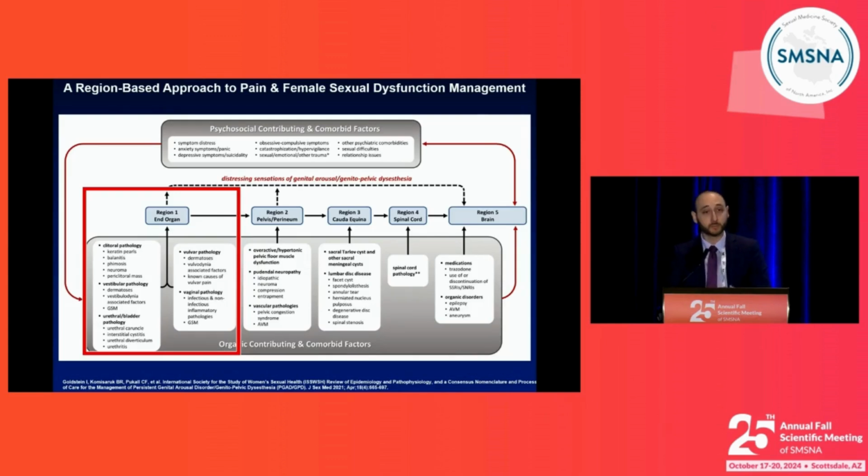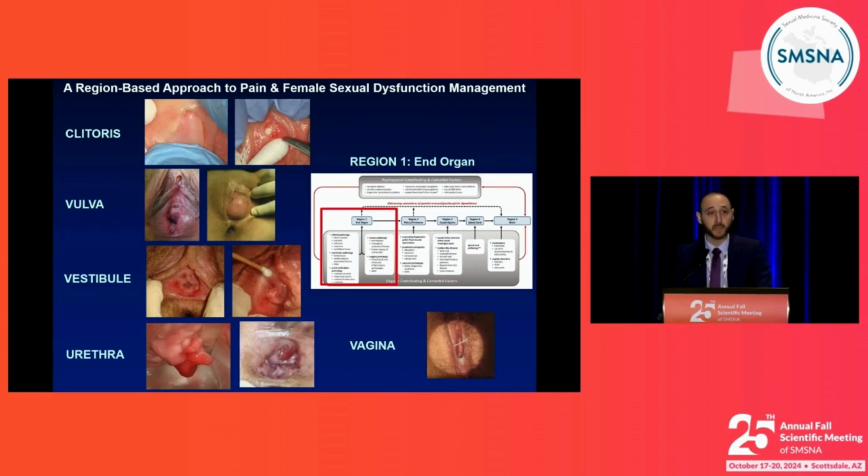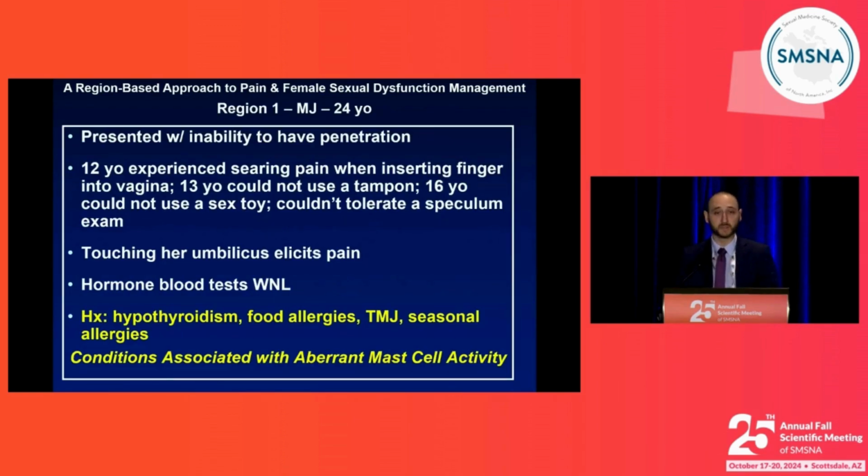Let's start with region 1, which is the end organ. There are many causes of pain and dysesthesias in region 1. You can have keratin pearls or clitoral adhesions, Bartholin cysts, GSM, infections, etc. I think it's best to approach these with index cases.